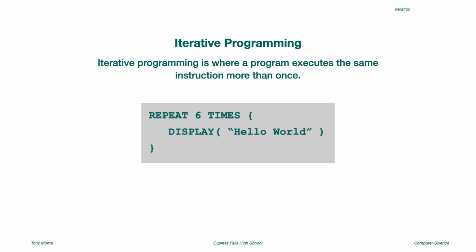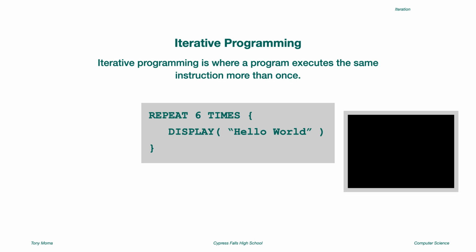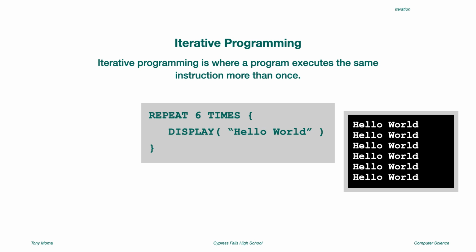Here's an example. Here we're saying repeat 6 times. By putting the number 6, we're stating that we want code repeated 6 times. The code we want repeated is the display statement. We want to display hello world 6 times. So if I were to put a little imaginary computer screen to my right and execute this code on that computer, hello world would get displayed 6 times.